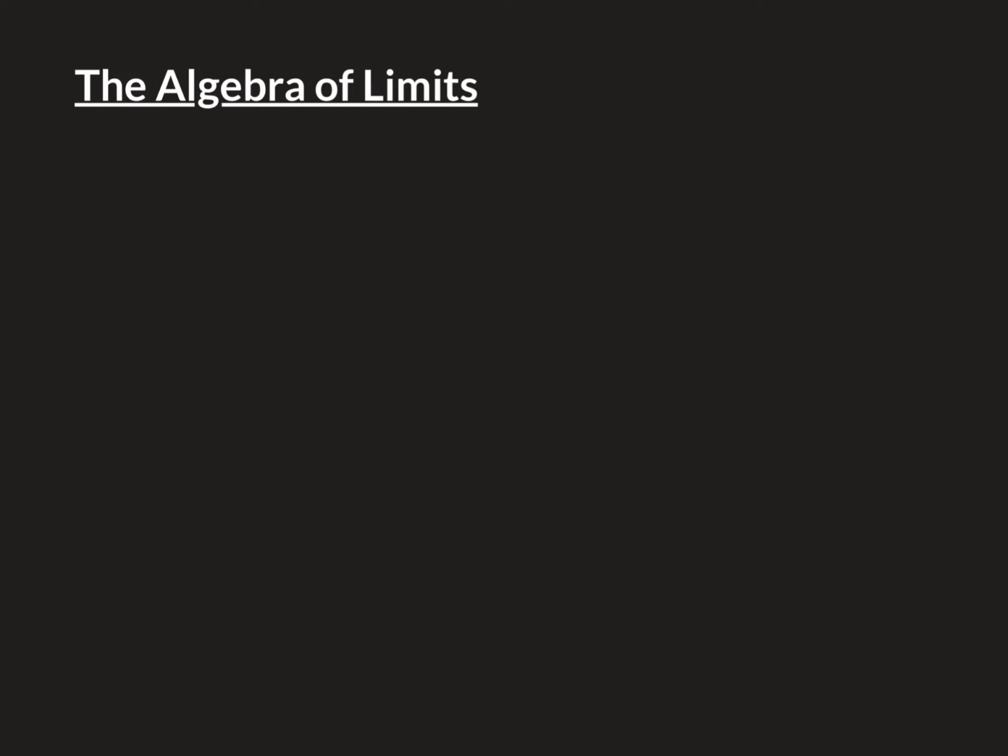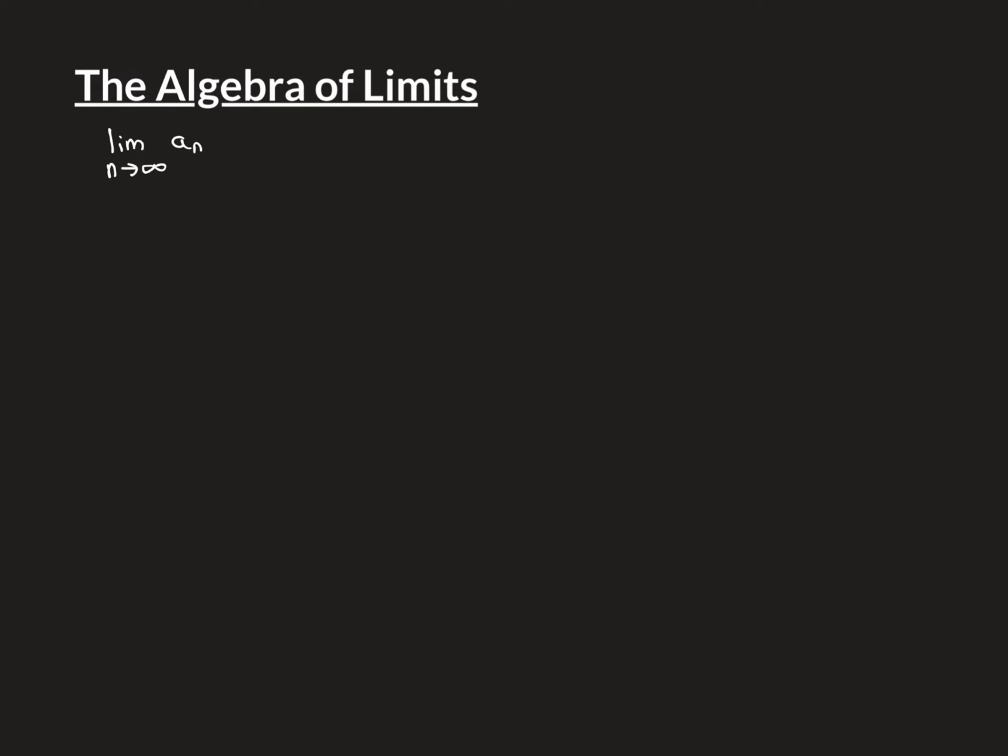So in this video we're going to look at four results for the limits of sequences of real numbers that together are known as the algebra of limits. So let's say that we have two sequences, which we'll call an and bn, and let's say both of these sequences are convergent, so they have a limit.